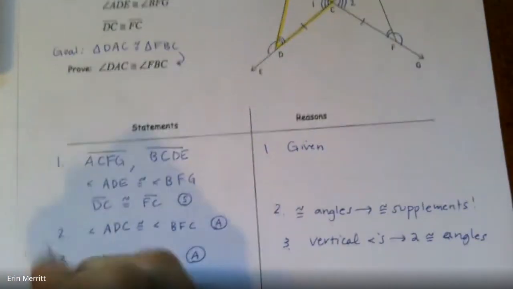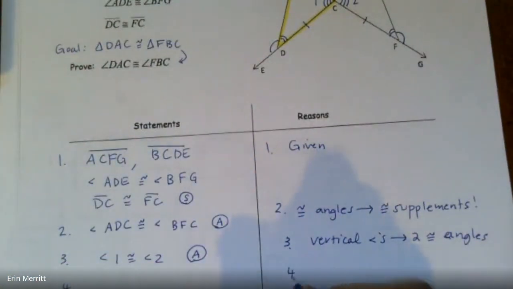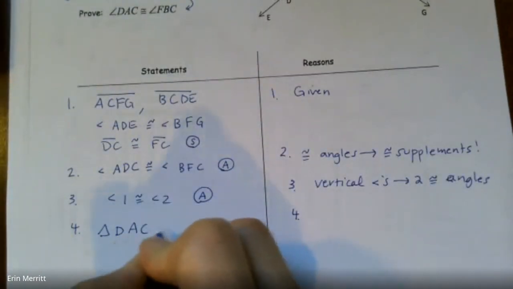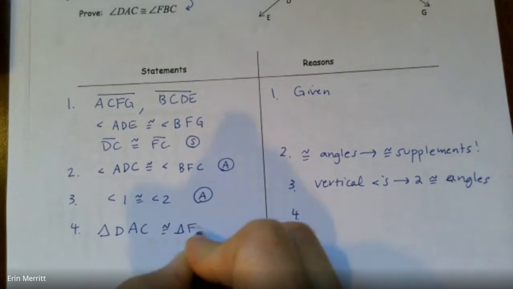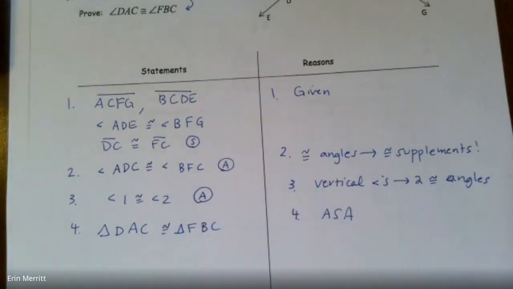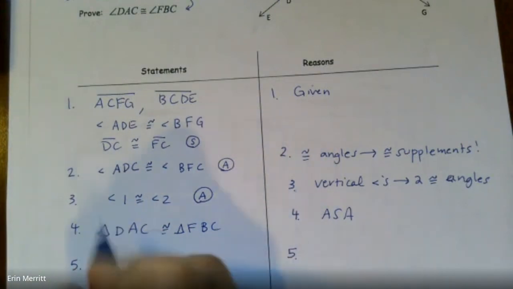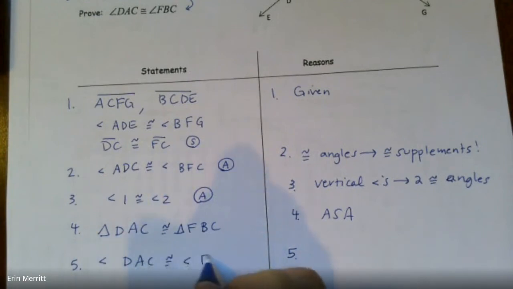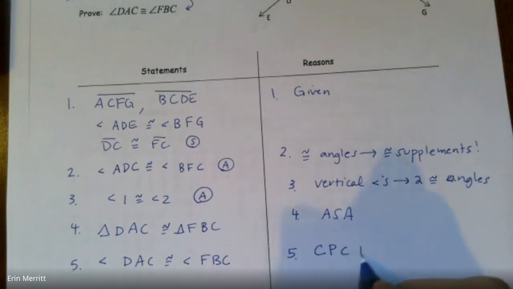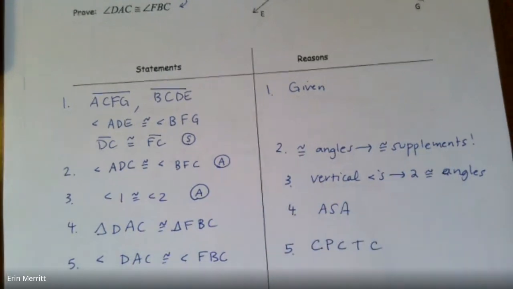All right, so step 4, that's our goal step. We want to prove that triangle DAC is congruent to triangle FBC by a little angle side angle. Lovely. So that we can now finish that proof and say that angle DAC is congruent to angle FBC. And that would be by the corresponding parts of congruent triangles are congruent.